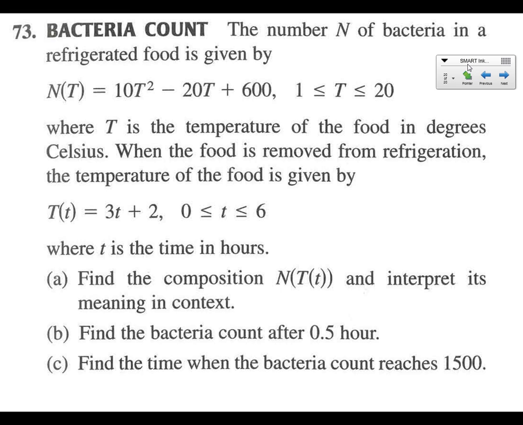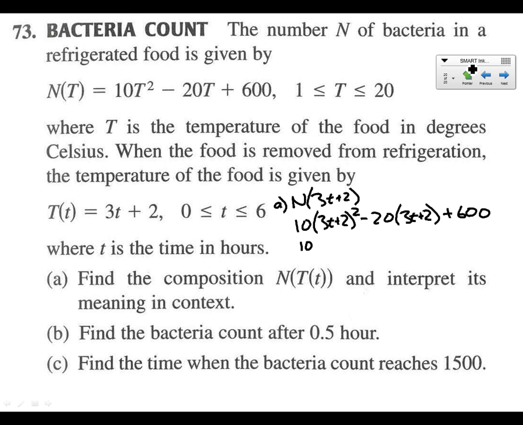Move this out of your way. 73. The number N of bacteria in a refrigerated food is an N function. We are then given the T function. Let's do the composition if we can. This is part A. N of T of t, we know that T of t is 3t plus 2. So our composition is going to be 10 times 3t plus 2, squared, minus 20 times 3t plus 2, plus 600.